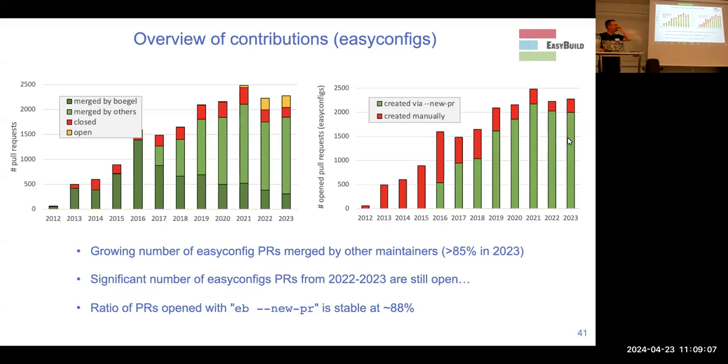The graph on the right is showing how people are opening pull requests. So we have GitHub integration in EasyBuild where you can open PRs from the command line. The vast majority of the PRs are opened like that. That's a good thing as well. They're easier to review. There's more structure there. So that's a good thing. It's still not 100%. It probably doesn't need to be.